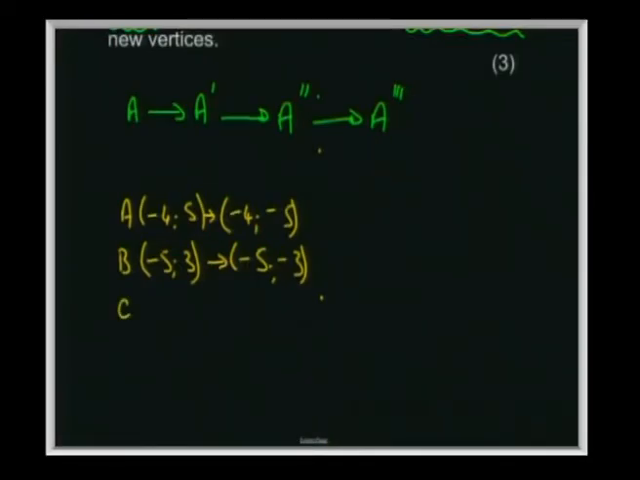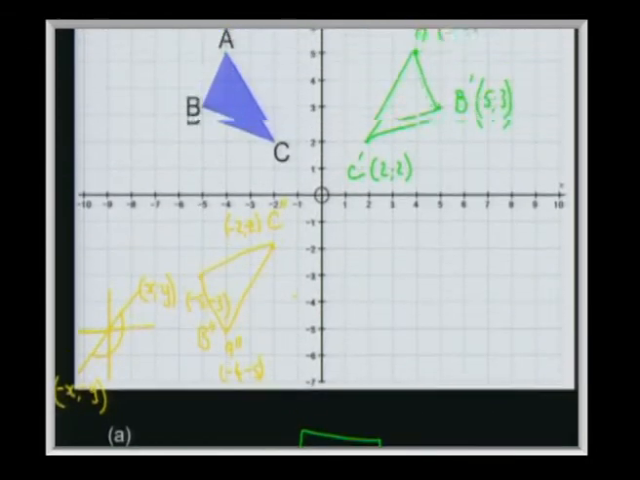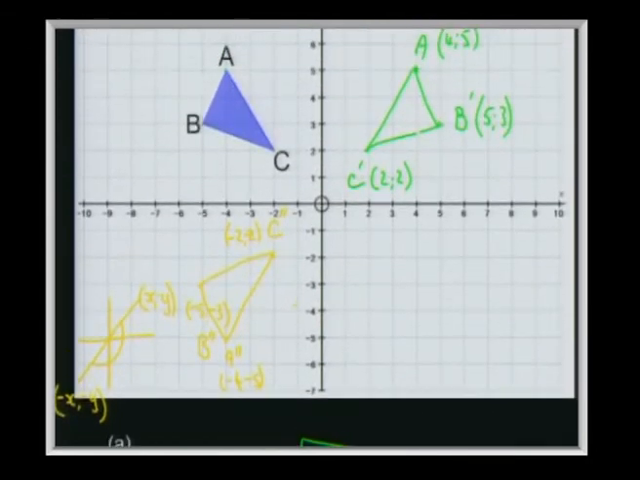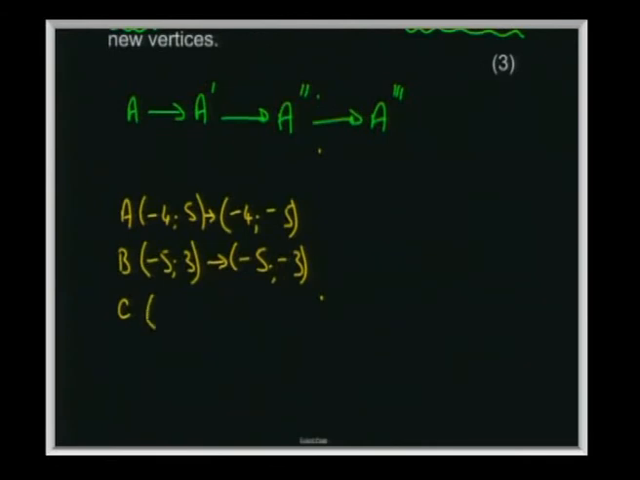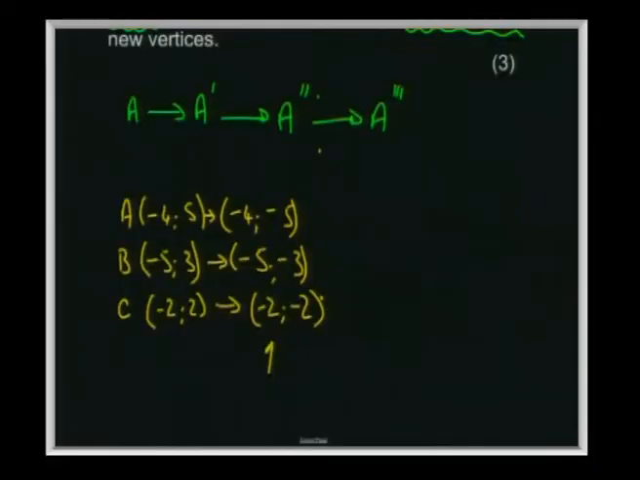Point C, going back to the original sketch, point C was -2, 2. And it became -2, -2. I know that you've got it. The x's have stayed the same, and the y's have changed to -y.